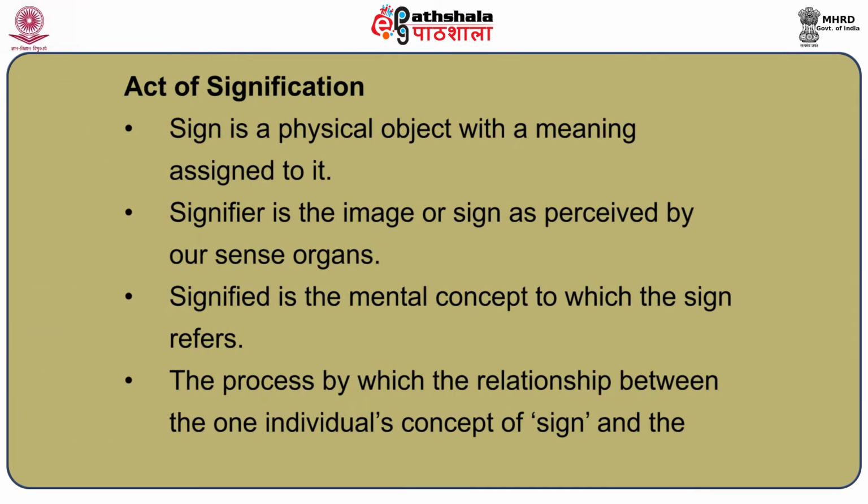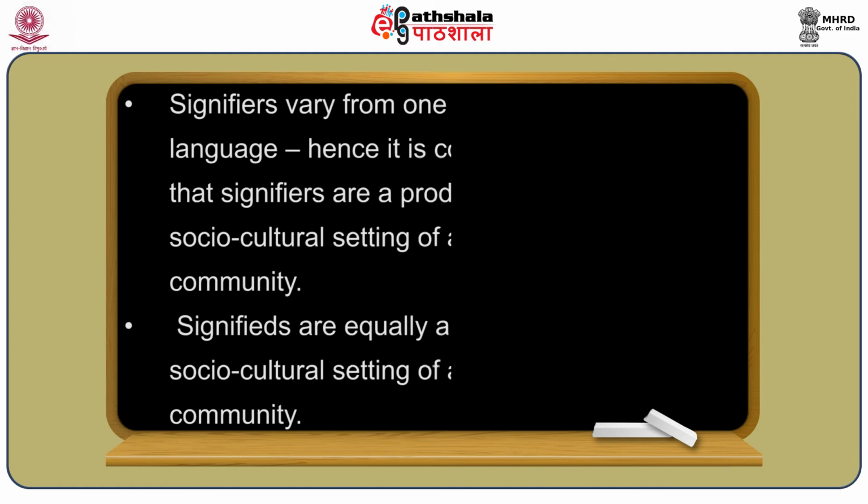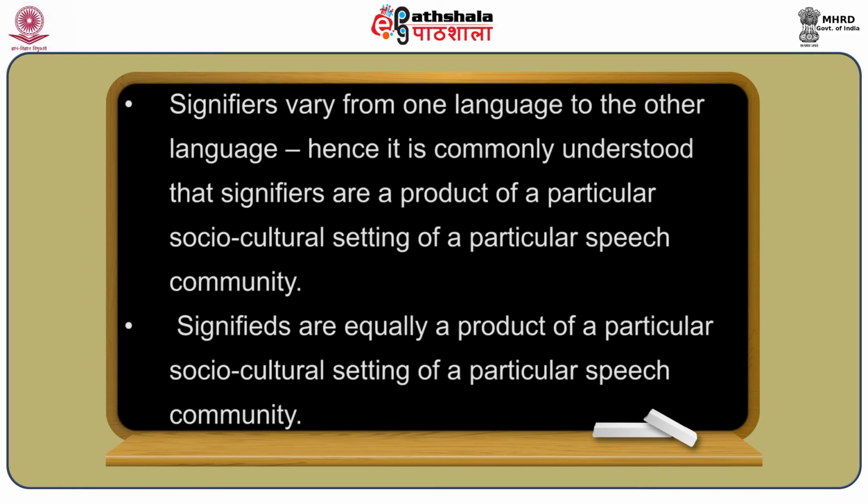Now we look at the act of signification. Now see, a sign is a physical object with a meaning assigned to it. Signifier is the image or sign as perceived by our sense organs. Signified is the mental concept to which the sign refers. The process by which the relationship between one individual's concept of sign and the physical reality is established is called the act of signification. Signifiers vary from one language to the other.